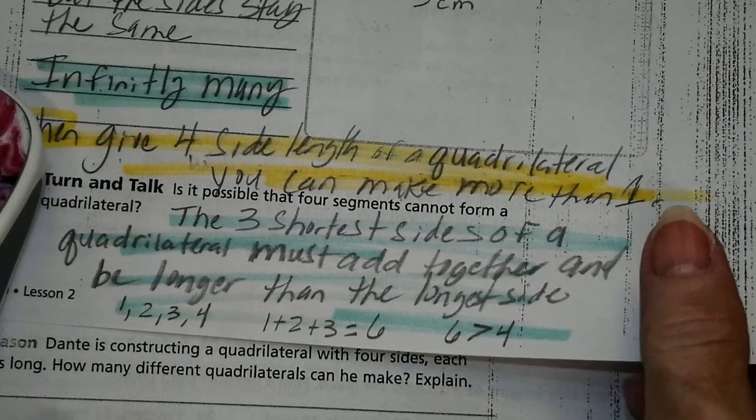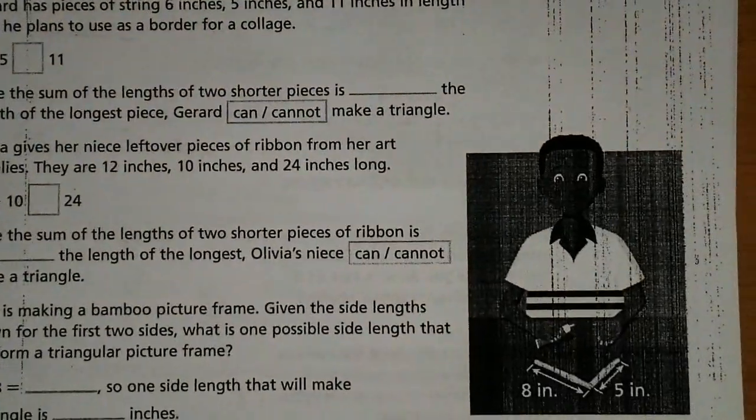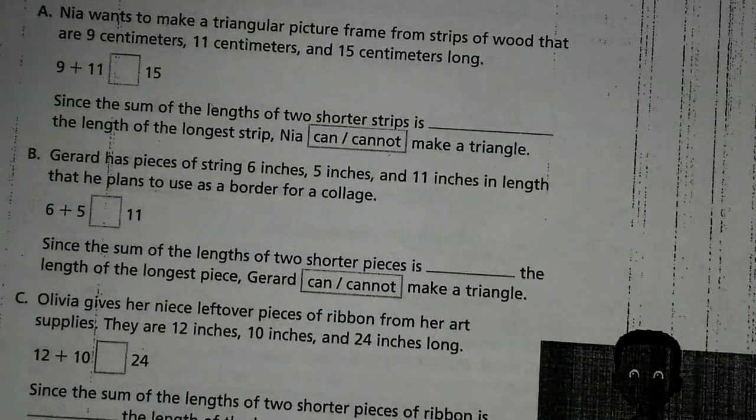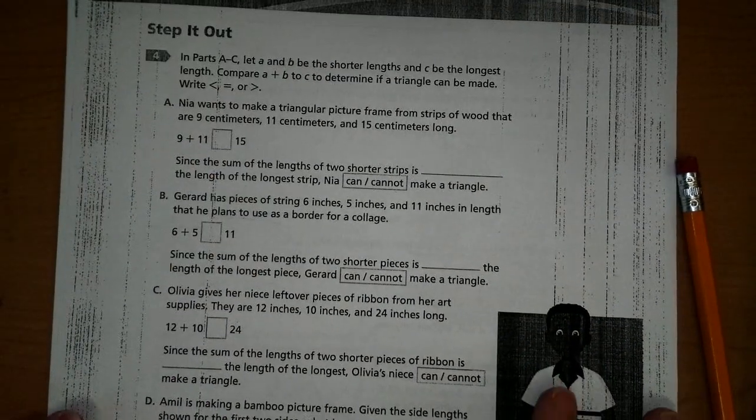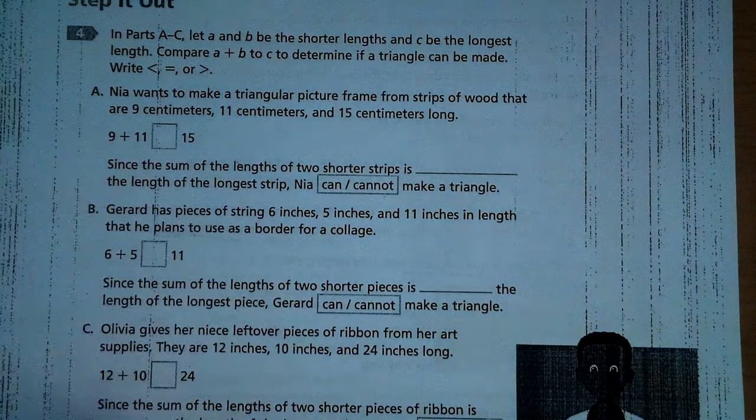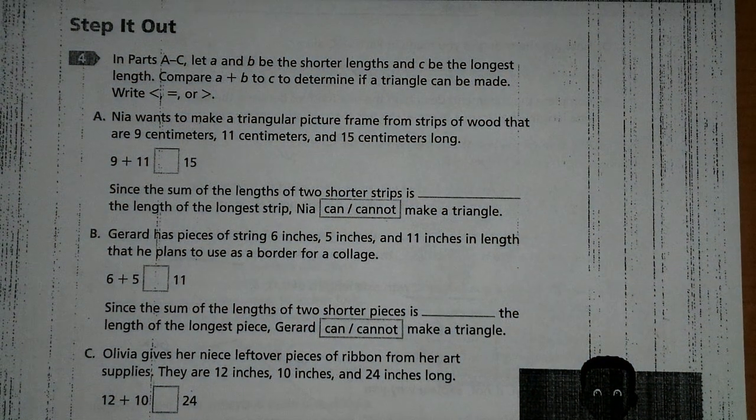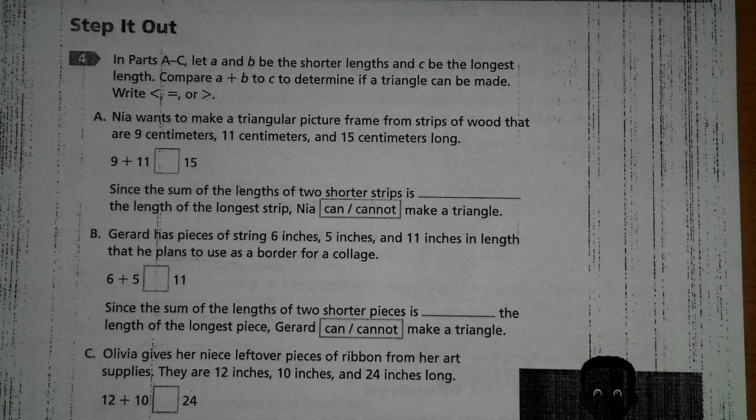All right. So now we're going to apply those rules for these last couple of problems. It says, in parts A through C, let A and B be the shorter lengths and C be the longest length. Compare A plus B to C to determine if the triangle can be made. Write less than, equal to, or greater than.